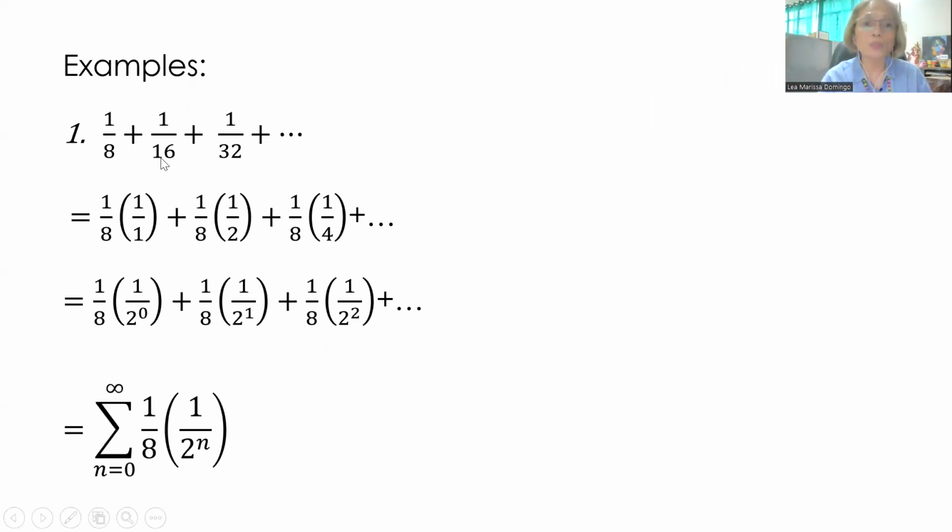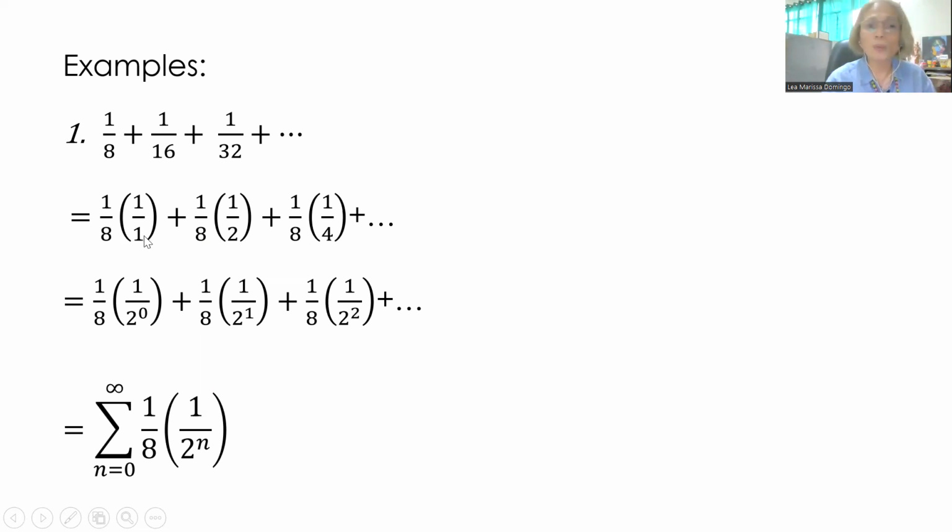So we have 1 over 8 plus 1 over 16 plus 1 over 32, which can be expressed as 1 over 8 times 1 over 1. Note that 1 over 1 is actually 1. And 1 times 1 over 8 is still 1 over 8. And then 1 over 16 can be expressed as 1 over 8 times 1 over 2. So, di ba, pag minultiply mo, 1 over 16. And then 1 over 32 can be expressed as 1 over 8 times 1 over 4. Okay? So, notice na may constant tayong 1 over 8.